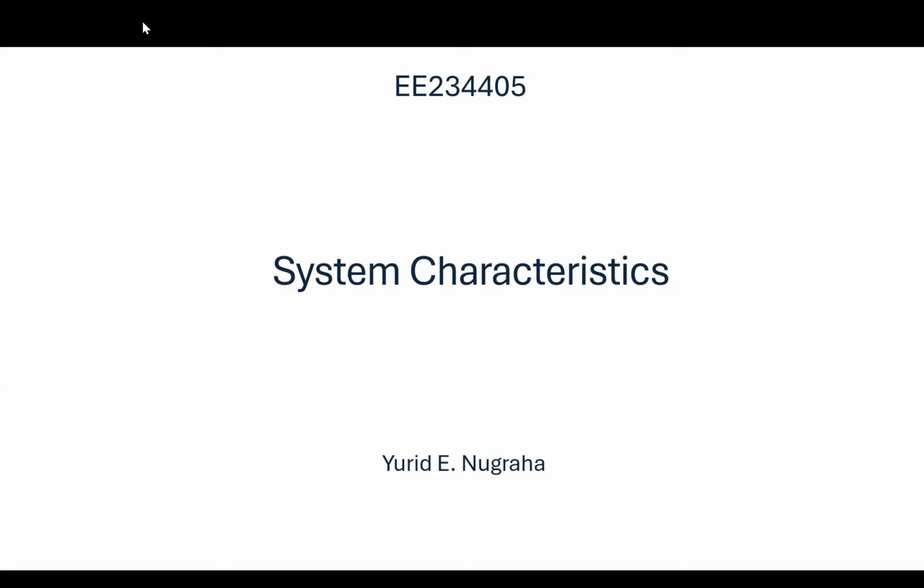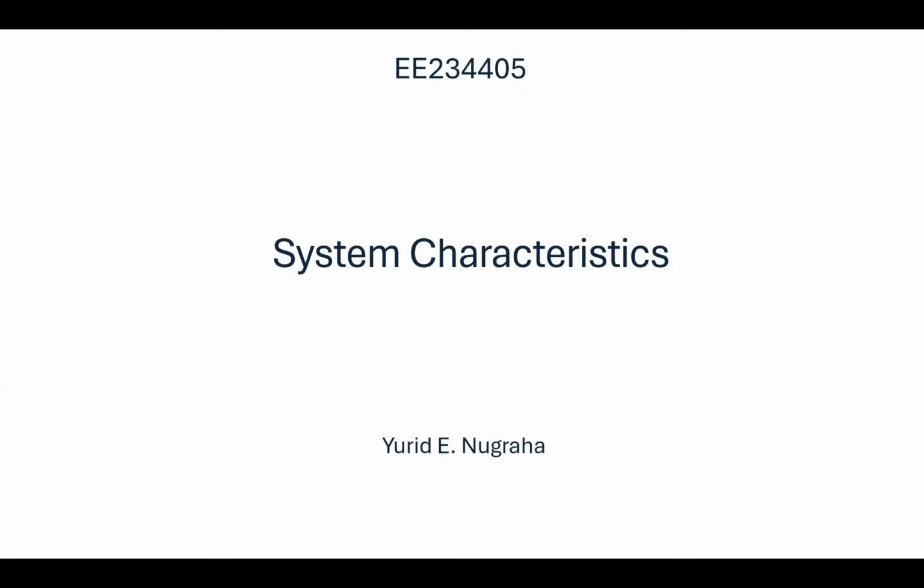So last time I think we have studied about the model of the systems, right? So you know what transfer functions, signal flow graphs, and also Mason's gain are. Now we are going to continue further by analyzing what the characteristics of the systems are.